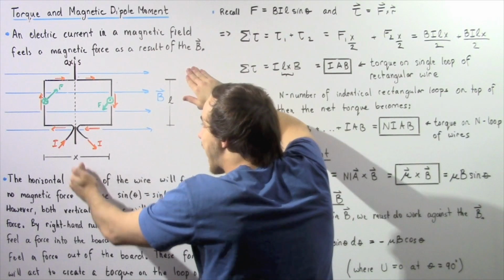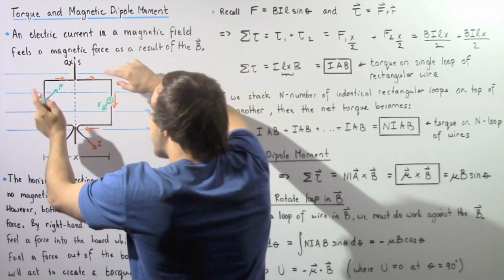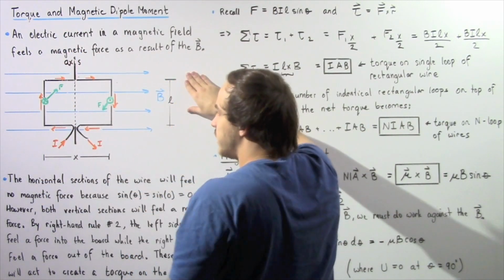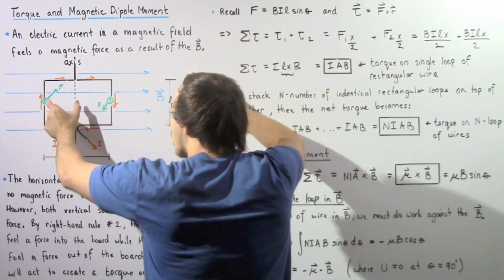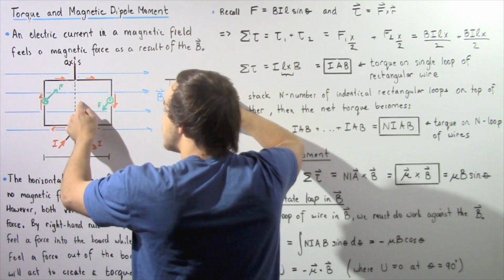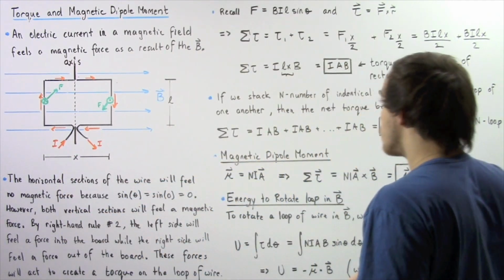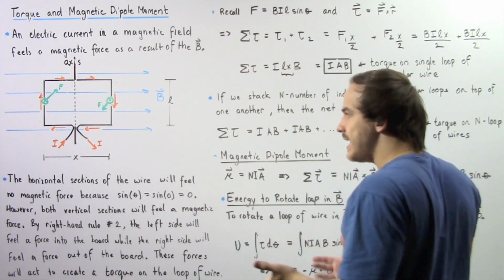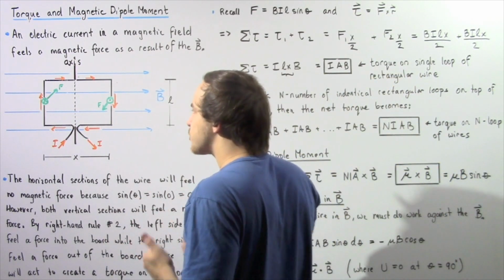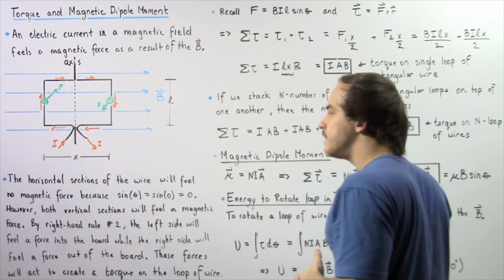This is our axis of rotation, and the axis of rotation about which this loop rotates cuts the section directly in half. So our lever arm, the perpendicular distance between this section and the axis of rotation, is x divided by 2. So the net torque is equal to the sum of the torques. We have the torque as a result of this force plus the torque as a result of the second force.